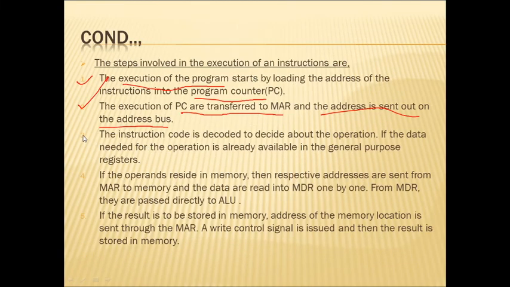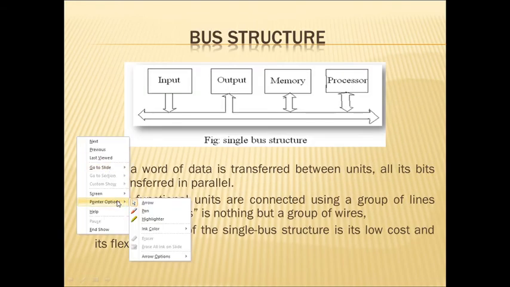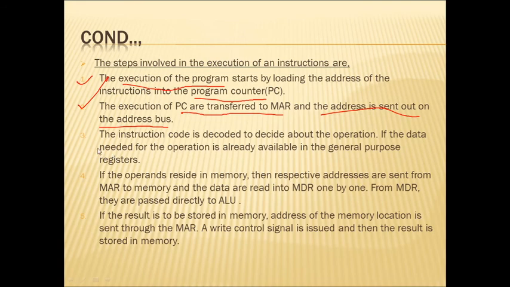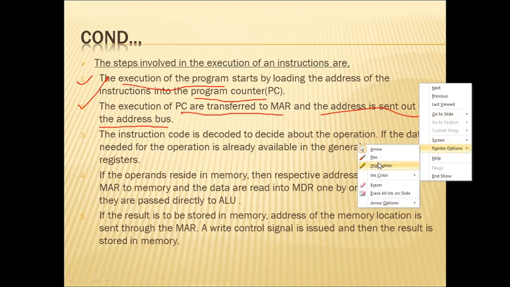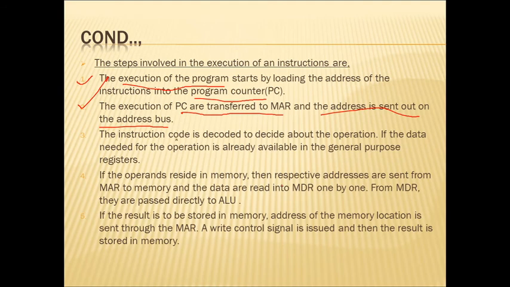The third step is the instruction code. This instruction code is decoded to decide about the operation, and whether the data needed for the operation is already available in the general purpose registers.